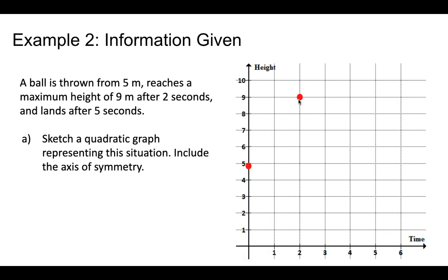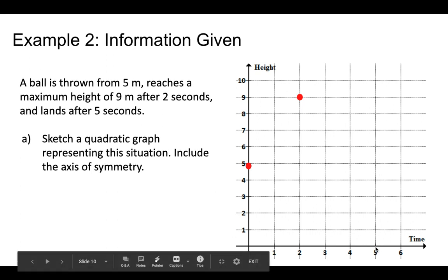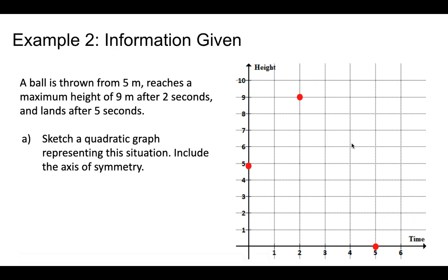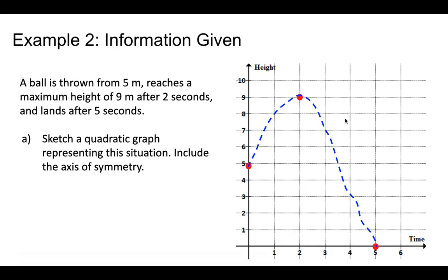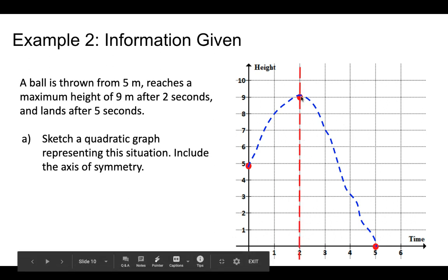And then after 5 seconds, it lands. Well, 5 seconds is here. And what does it mean where it lands? Well, it means the height is 0. So there's our third point. And now we're going to do a rough sketch. Mine is very rough. Don't make fun of me. But you know, it is what it is. Try to do it as nicely as you can. Remember, the axis of symmetry is a vertical line that goes right through the vertex, which is our maximum point. So we're going to draw a vertical line at x equals 2.